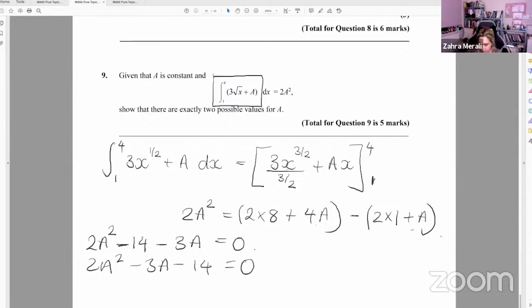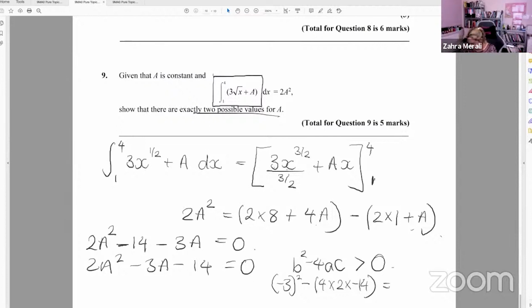Sorry, we don't actually need to solve it. We need to just show that there are 2 possible answers. So we need to show that b squared minus 4ac is greater than 0. So b is minus 3, so minus 3 squared minus 4 times 2 times minus 14, which equals 9 plus 4 times 2 times 14. Which gives me 121, which is greater than 0. And so there must be 2 real roots.